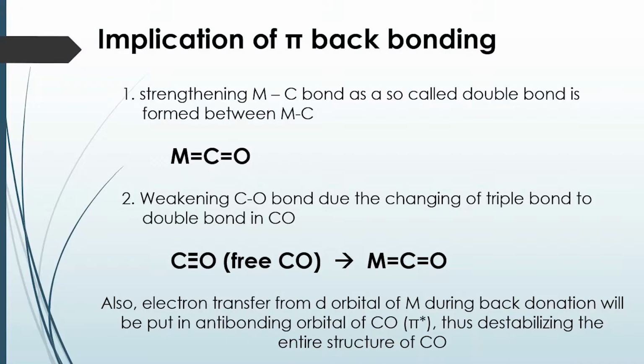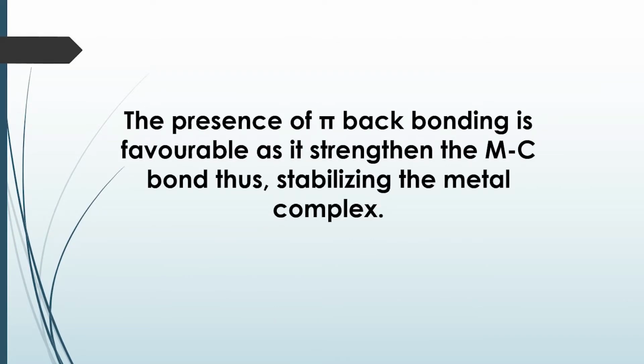Another way of looking at weakening of the CO bond is where does the electron go when being transferred from M to C? It is actually put in an antibonding orbital of CO, the pi star. Does that destabilize the entire structure of carbonyls? Basically, the presence of pi back bonding is favorable as it strengthens the M to C bond, thus stabilizing the metal complex as a whole.